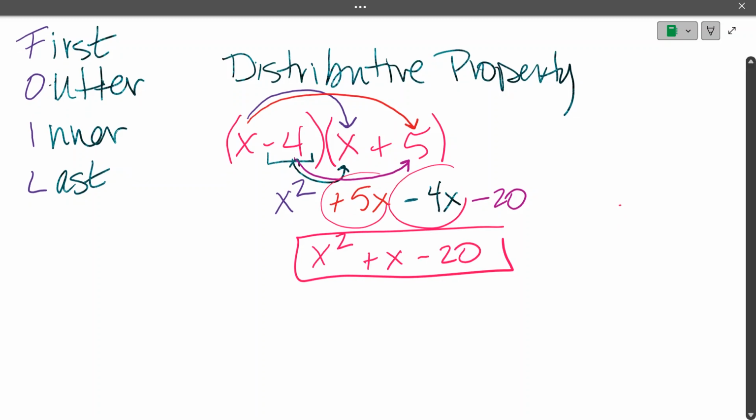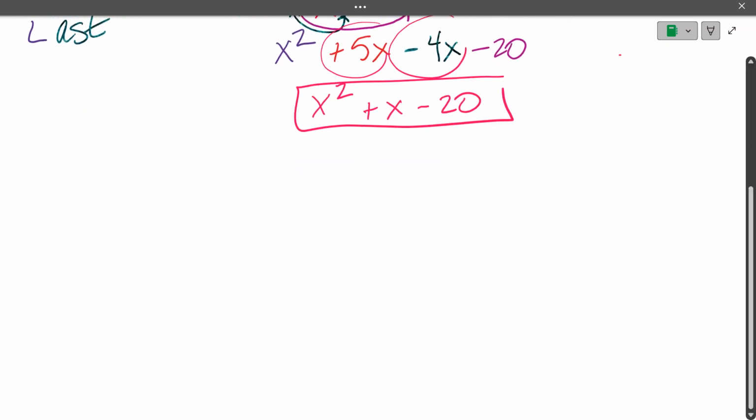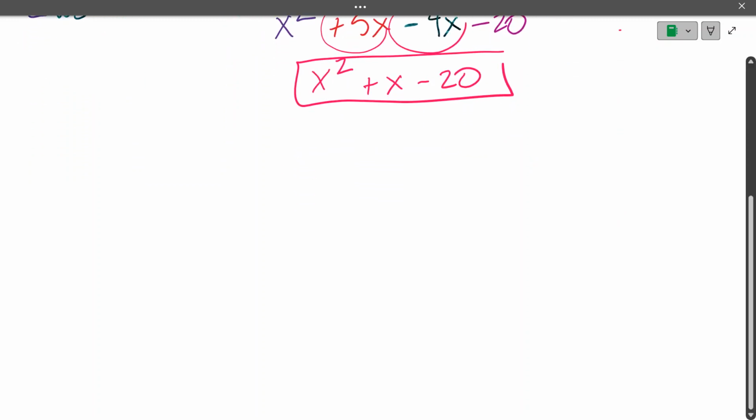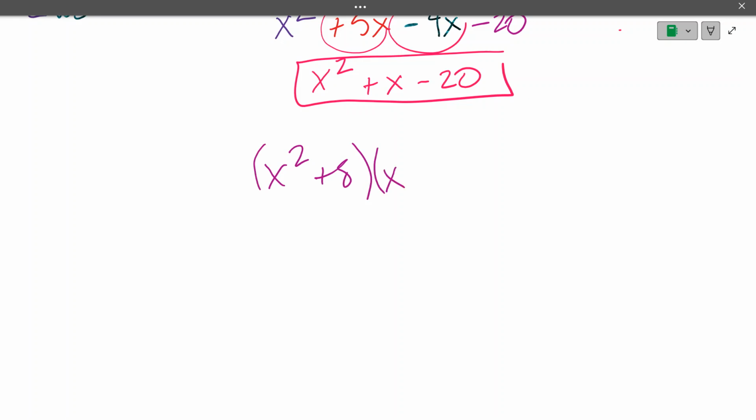Now, what happens if we take this up a notch and make it a little more difficult? What if we do something that looks like this? All right, we can still apply the same principle. We can do our first terms. That's the F in FOIL. We have x squared times x. Remember, this is really x to the power of 1. We add the exponents and we get x to the power of 3, or x cubed.